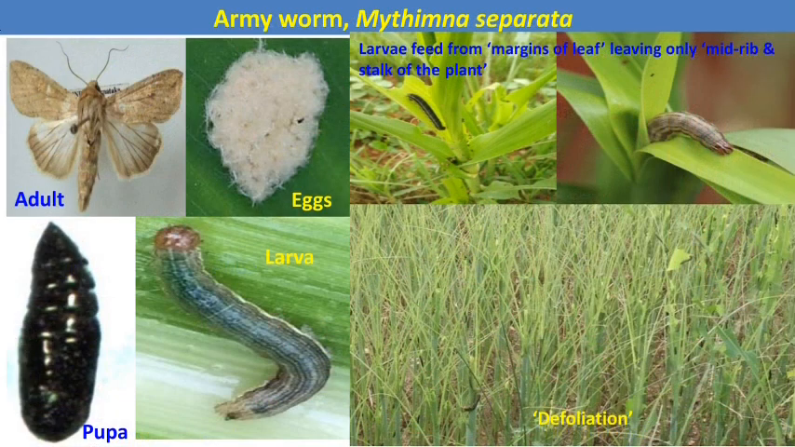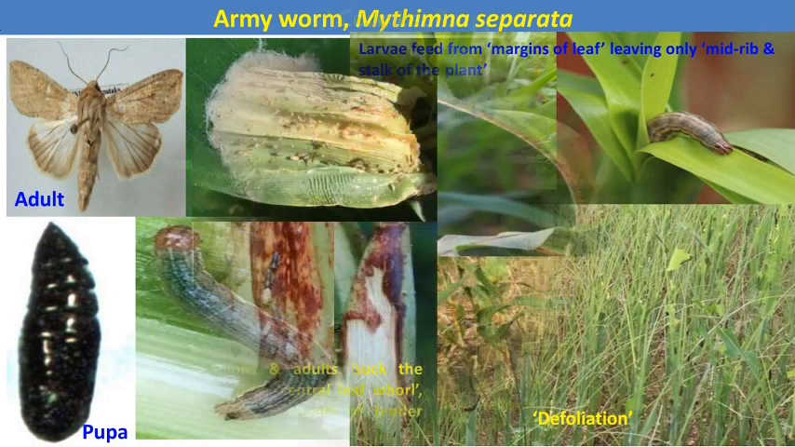Then the next pest is the armyworm. Mythimna separata is the species. Here the armyworm is a nocturnal pest, and on exhausting the food from one field, it searches for food in another field like an army, hence known as armyworm. It is nocturnal. The larva is the damaging stage, and the larvae feed on the leaf lamina from the margin up to the midrib, and in case of severe infestation, complete defoliation of the plant occurs. This is one of the defoliators of the sorghum crop.